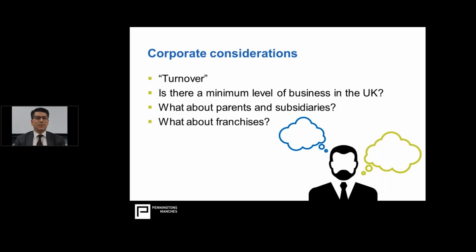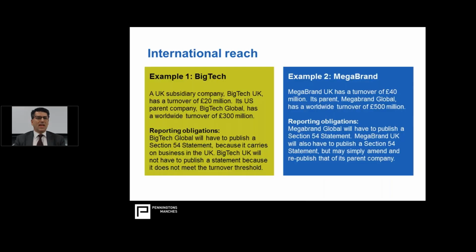A subsidiary which meets the Section 54 requirements in its own right must produce a statement. Also, franchisors and franchisees must also produce statements if they meet such requirements, although when looking at the franchisor's turnover, it's the franchisee's turnover which is not included. So let's look at some examples which illustrate which companies in an international group which work together may be caught by Section 54.